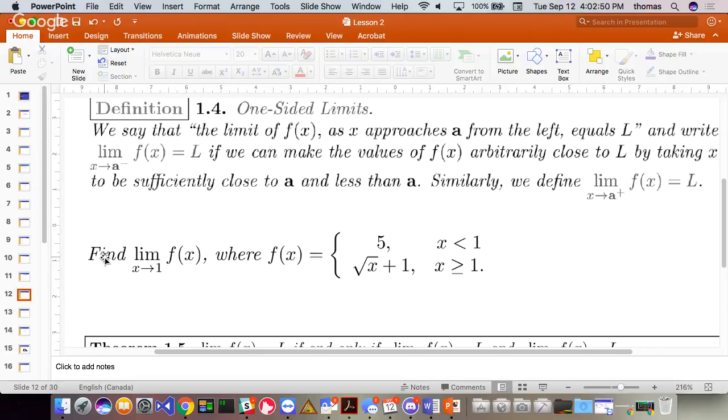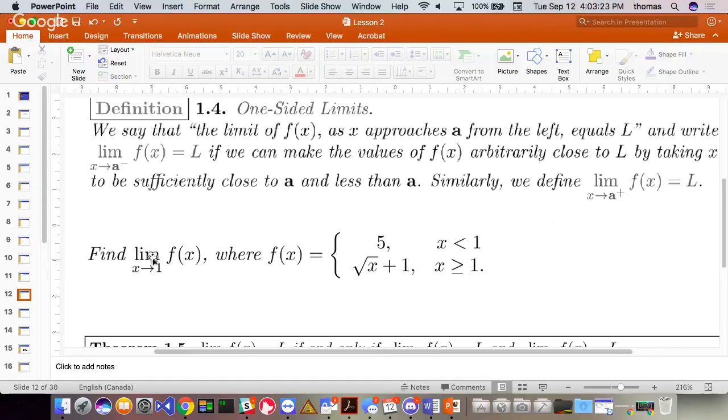And both of those limits must exist if we want to prove that the limit exists. Otherwise, the limit does not exist, or it is not possible. DNE is what we say, does not exist. So here's something. The limit of f of x is equal to 5, where x is less than 1. We want to find this one. And what do we do when we find the limit of a constant? It's the constant, so that exists. See how that works?